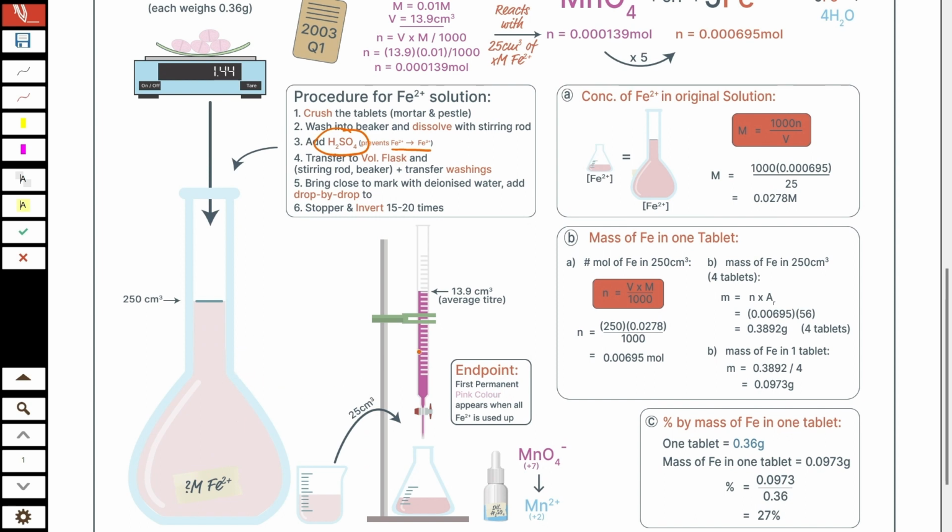Okay, so our KMnO4 is going to be in the burette. Note that when we have KMnO4, because it's not a transparent solution, we'll always be reading the top of the meniscus. So we'll read from the top of the meniscus to the top of the meniscus to get the titer.